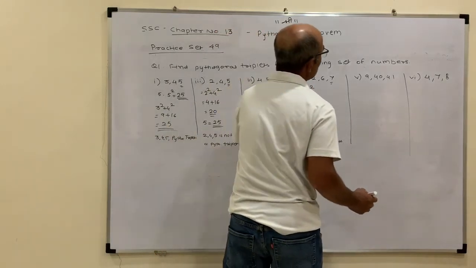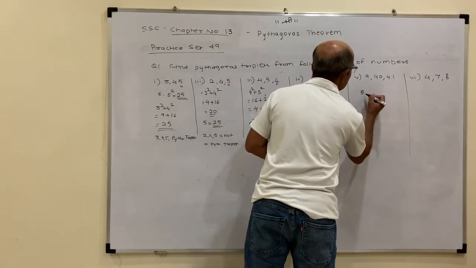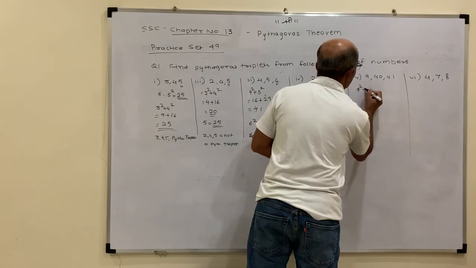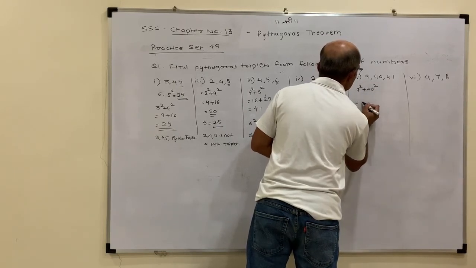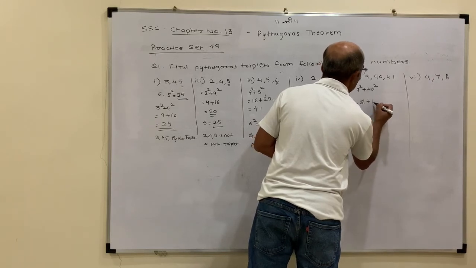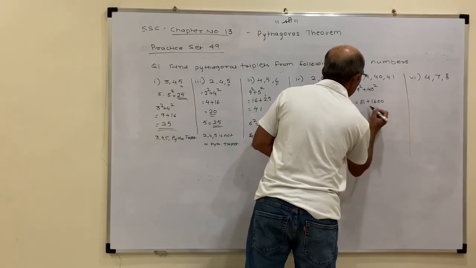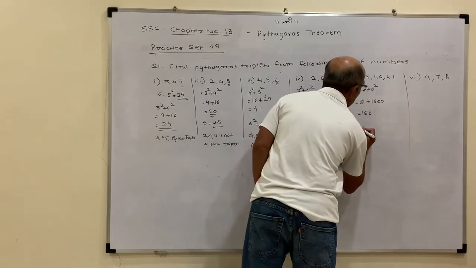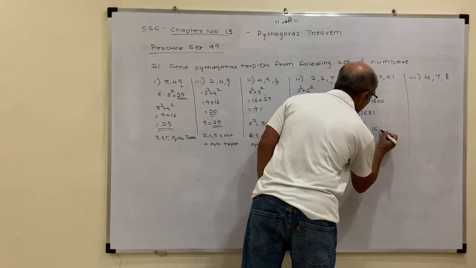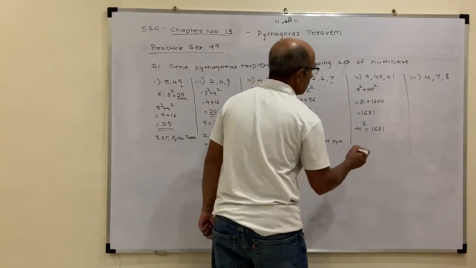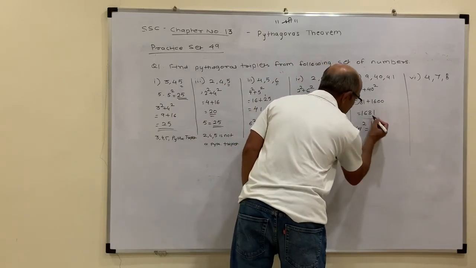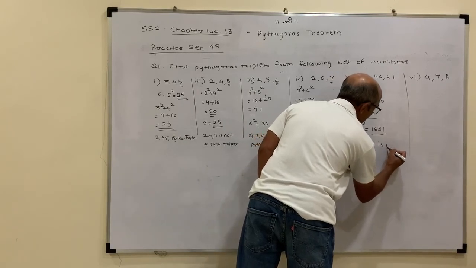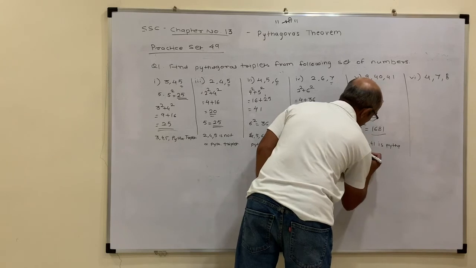Now 9 square is 81, so 9 square plus 40 square. 9 square is 81 plus 40 square is 1600. So it comes out to be 1681, and 41 square is equal to 1681. Therefore, both are the same. So we say that 9, 40, 41 is a Pythagoras triplet.